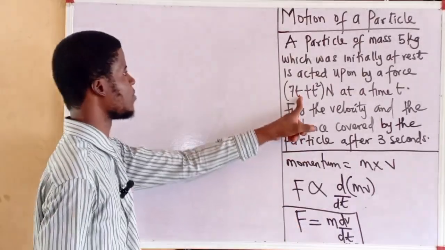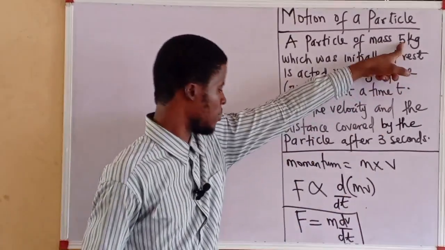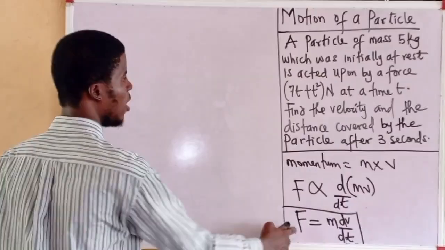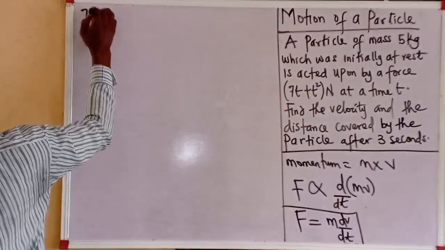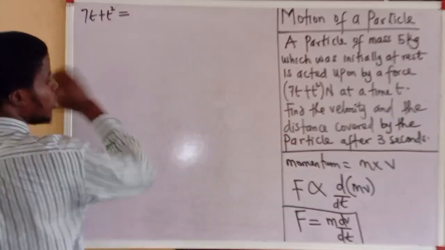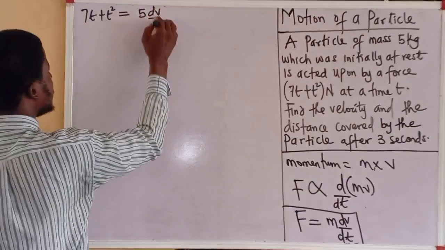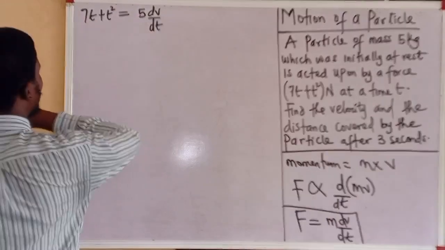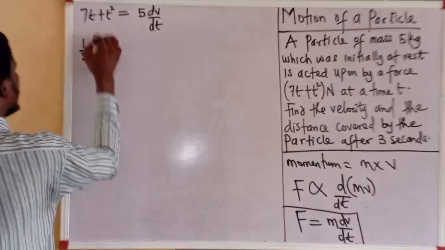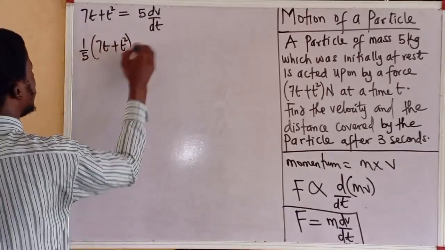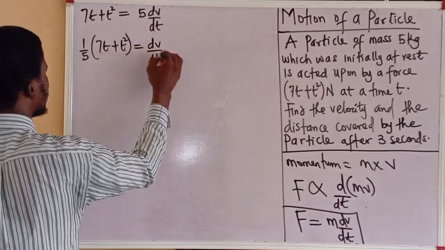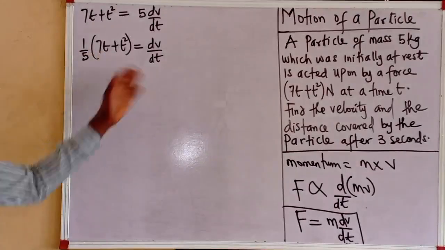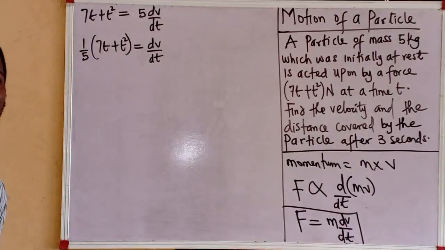Now, the force is this. The mass of the particle is 5 kilograms. We have to find what? The velocity. We can get velocity from here, dV/dt. Let's go ahead. F is 7t plus t squared, so 7t plus t squared equal to 5 dV/dt. If I divide both sides by 5, I have 1/5 into 7t plus t squared equal to dV/dt. This is a differential equation. So to determine v, we have to integrate both sides.